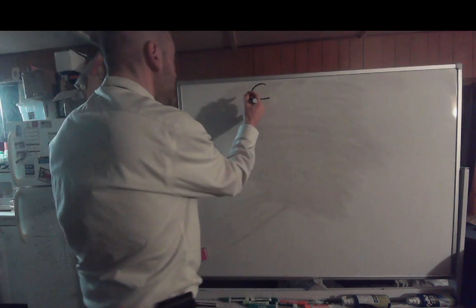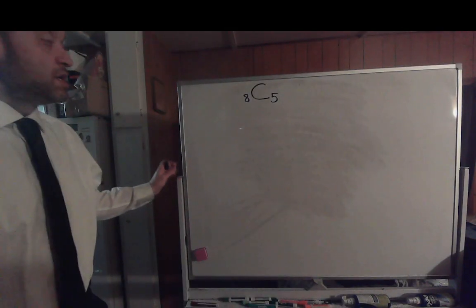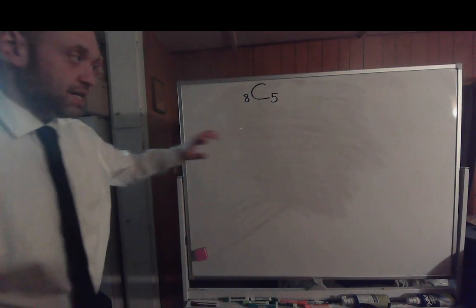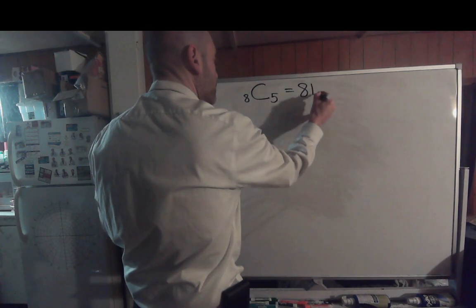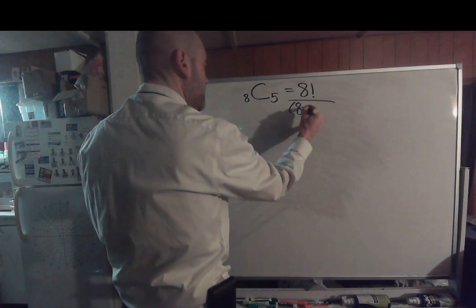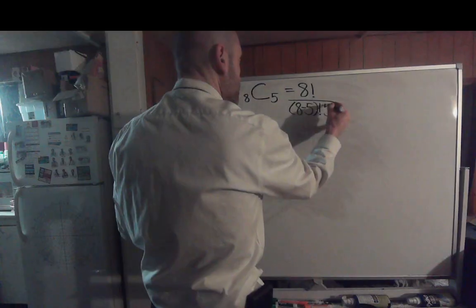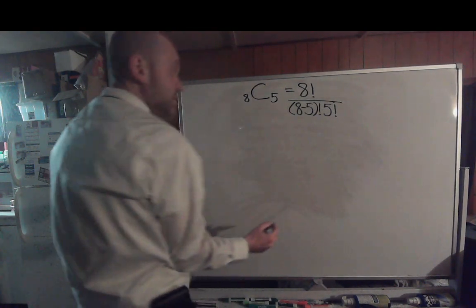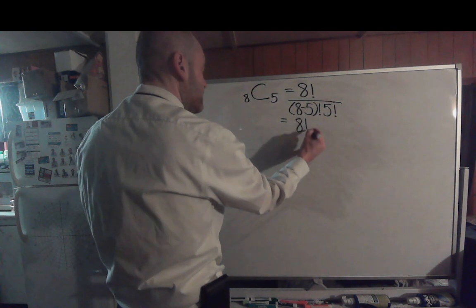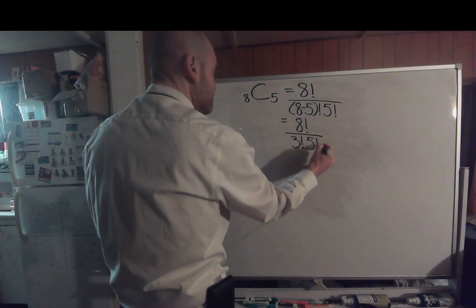All right. Now, the combination of 8 items taken 5 at a time. So we're going to take 8 items 5 at a time. My 8 is my n, so this is going to be 8 factorial all over the quantity of n minus r factorial. So that'd be 8 minus 5 factorial times my r factorial, which is 5 factorial. So this would simplify down into 8 factorial all over 3 factorial times 5 factorial.